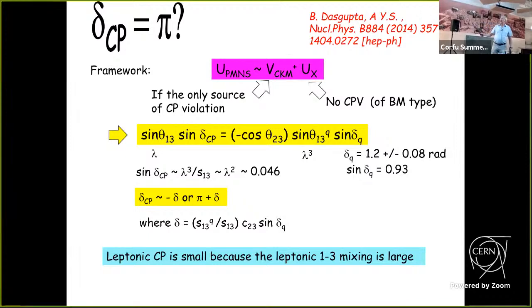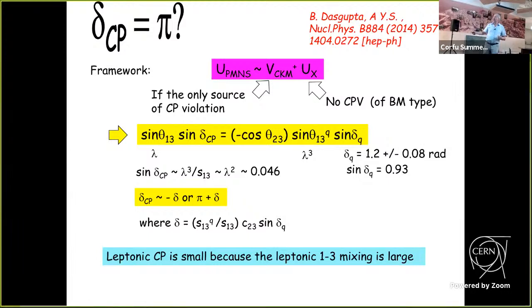So if you then say that CP violation comes from V_CKM and is of the same order as in the quark sector, and there is no CP violation here, and actually that can be obtained if this matrix is of the so-called bimaximal or tri-bimaximal type, which is very popular, which you can get easily from symmetries. And then what you will get is a relation between CP violation in the leptonic sector and in the quark sector, which is quite big. This sign is big, of the order of 1.